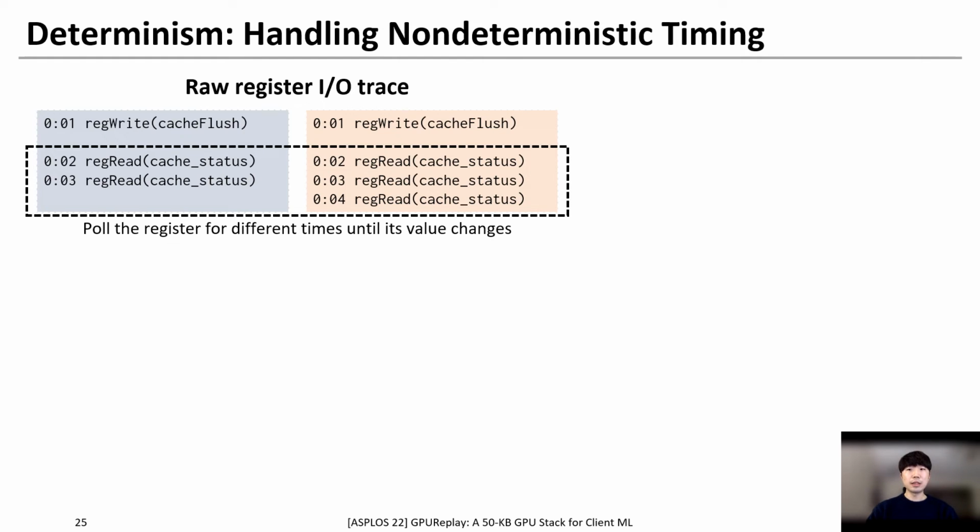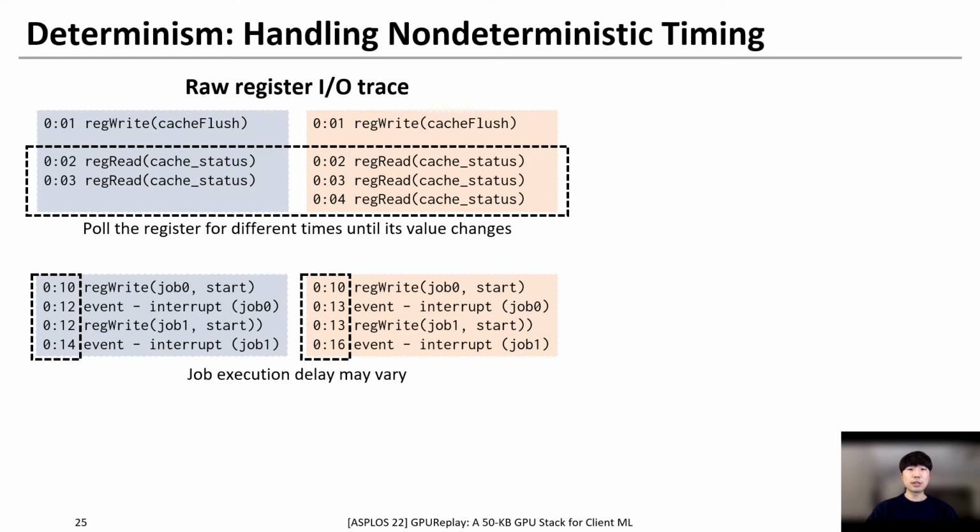However, it may read the status 3 times for the next run. Besides, the job execution delay may diverge on each execution. To be specific, when the first run, the job may take 2 seconds, while for the following run, it takes 3 seconds on each job.